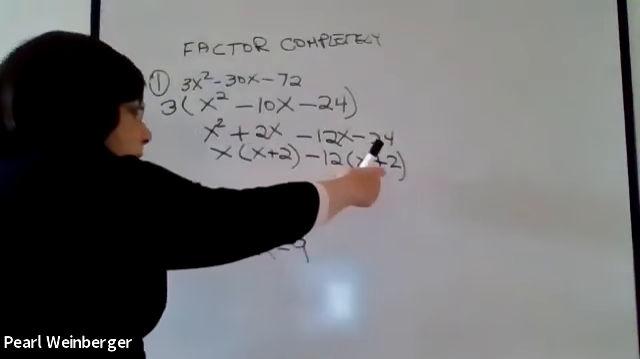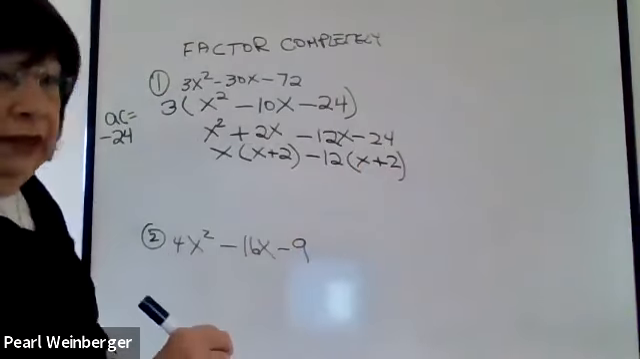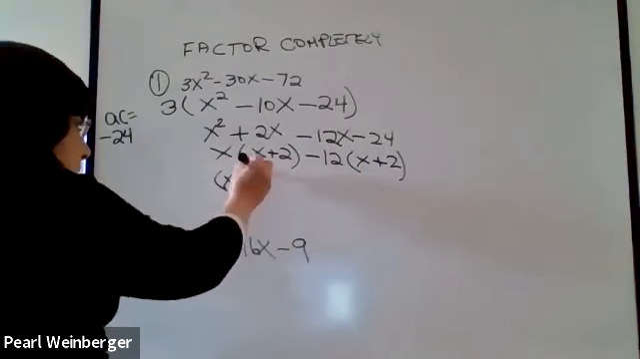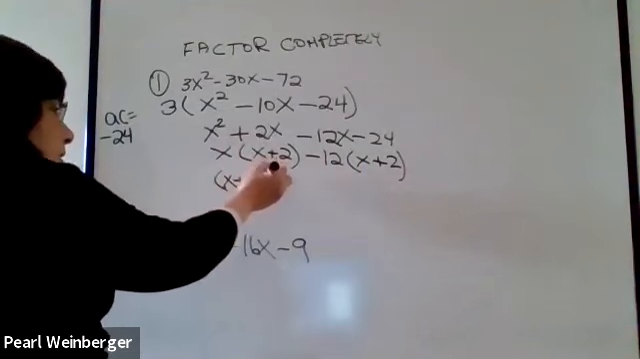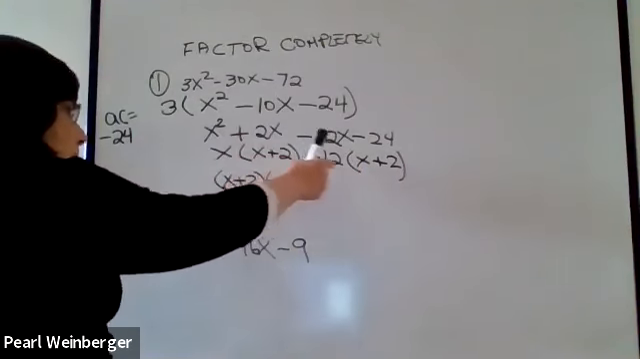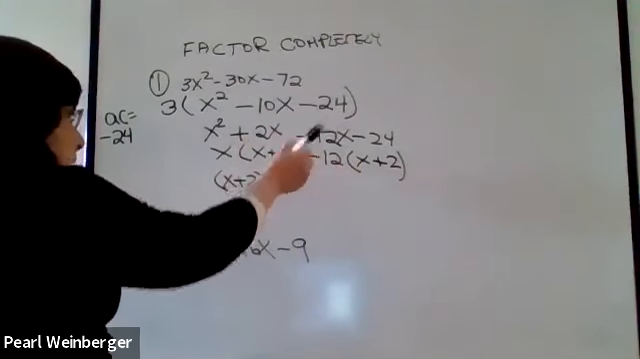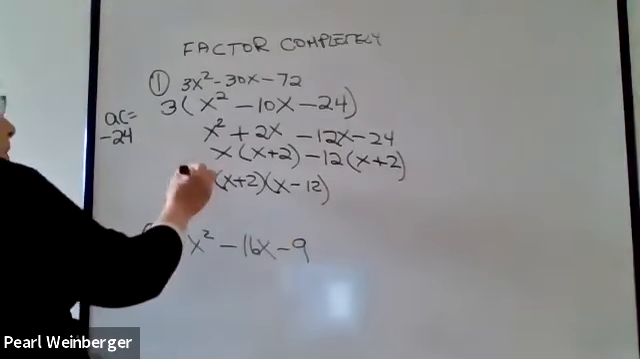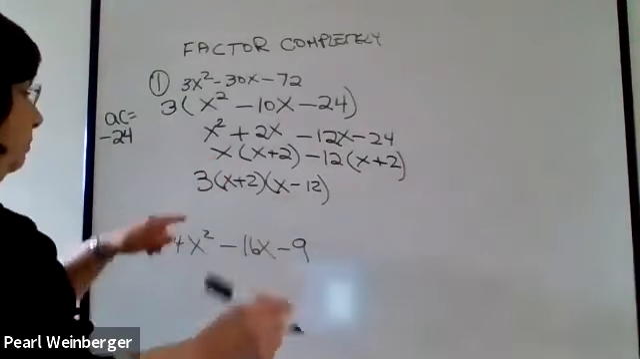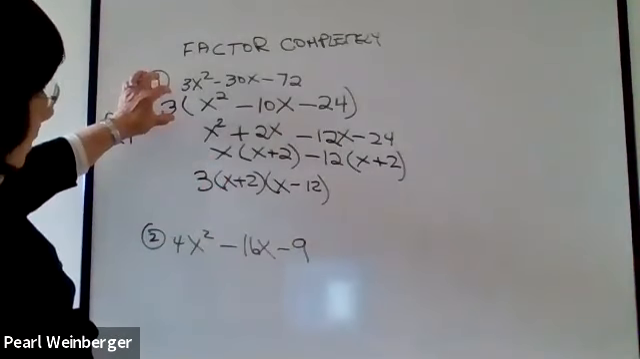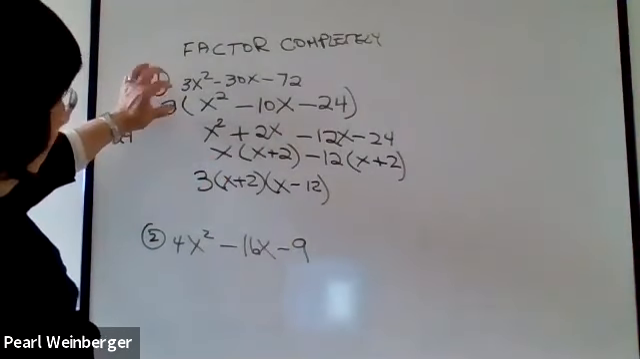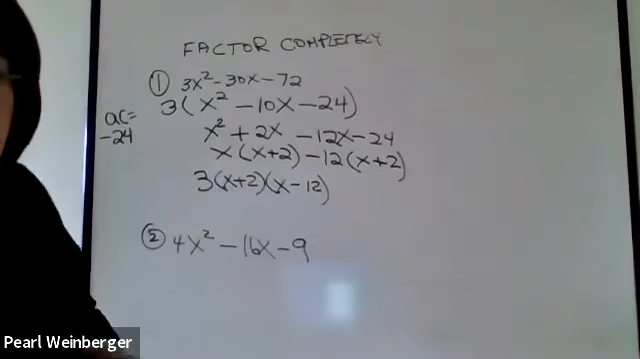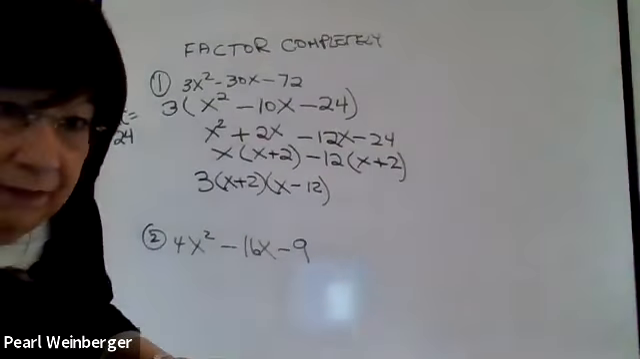And I see that my common binomial factor is x plus 2. So I put that in front. I put the x minus 12, the numbers that are outside, in my second parentheses. And then I go back and put that 3 in the front, because I don't get rid of it. It's one of the factors. It's the first factor I took care of. Any questions about this?